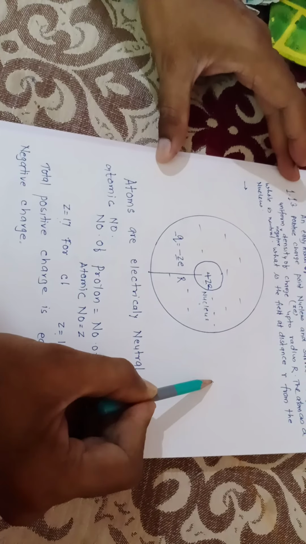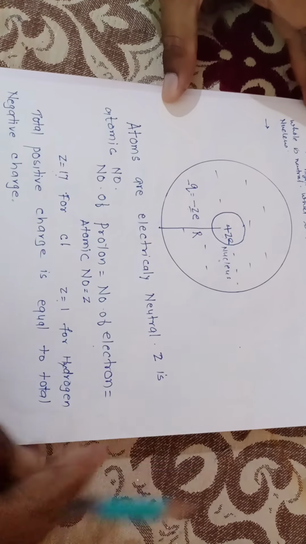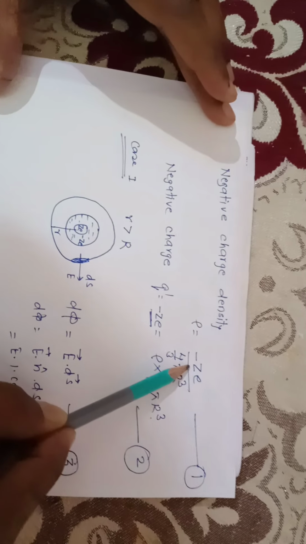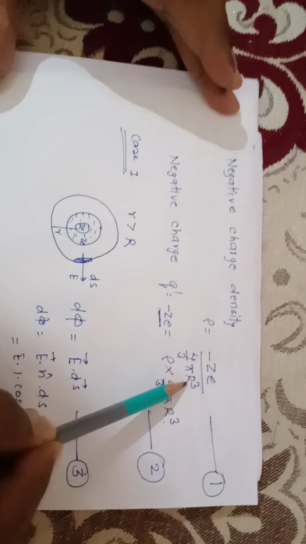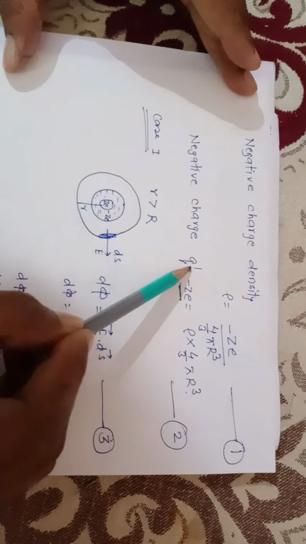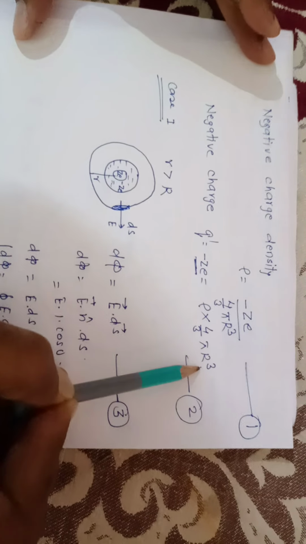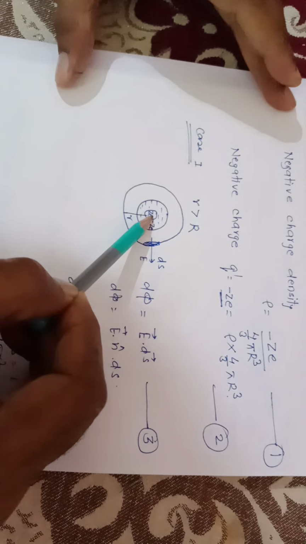When we are calculating the electric field outside, definitely the field will be 0. How? Like this. The negative charge density, this is the definition of negative charge density, rho equal to minus Ze upon 4 by 3 pi r cube. Therefore, negative charge q dash, equal to minus Ze, is equal to rho into 4 by 3 pi r cube. This is the negative charge, and the negative charge is minus Ze, the positive charge is plus Ze.